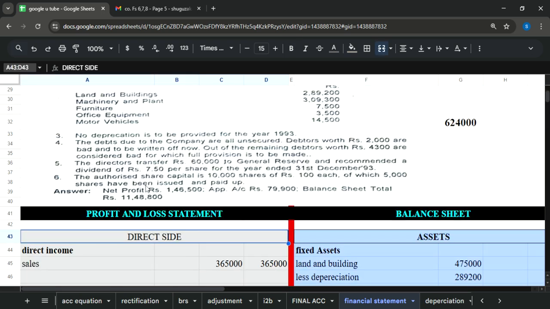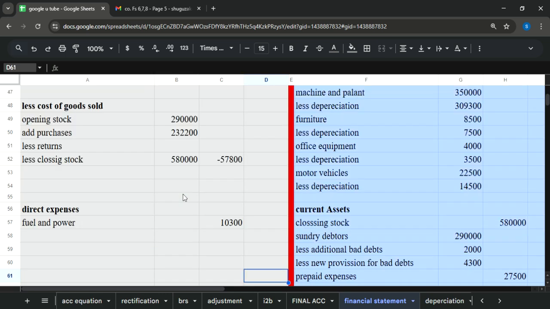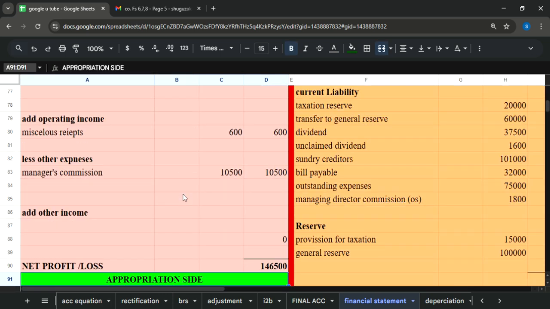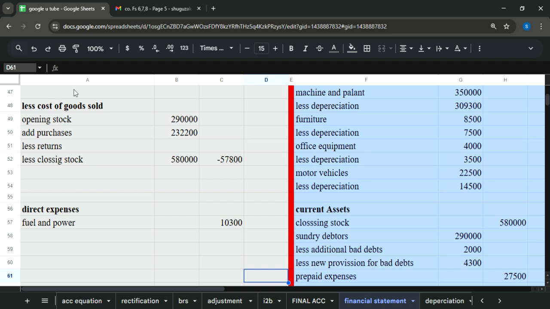And look at here, net profit is 146,500, while our answer is also 146,500. What does that mean? There was a fear as if any amount was mistakenly written over here. We had double checked. Opening stock was not changed, purchases were not changed, closing stock was not changed, and we have got the same amount.